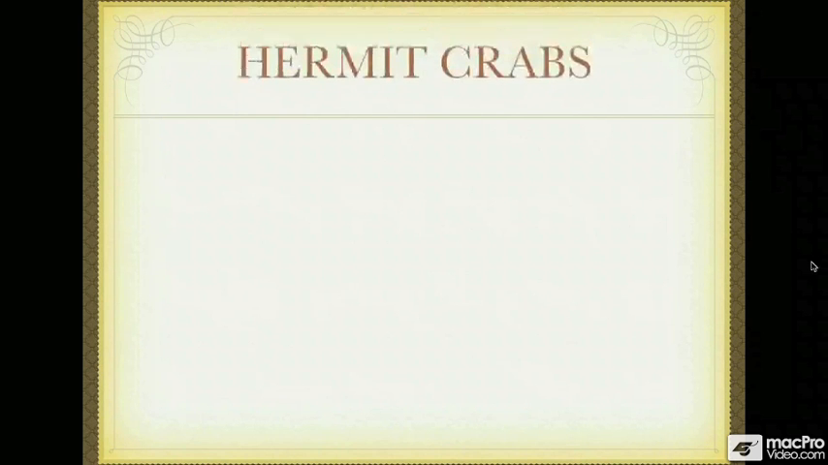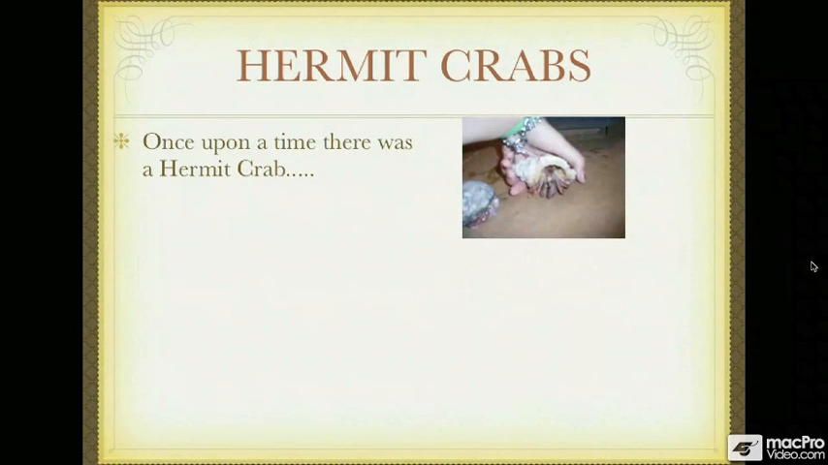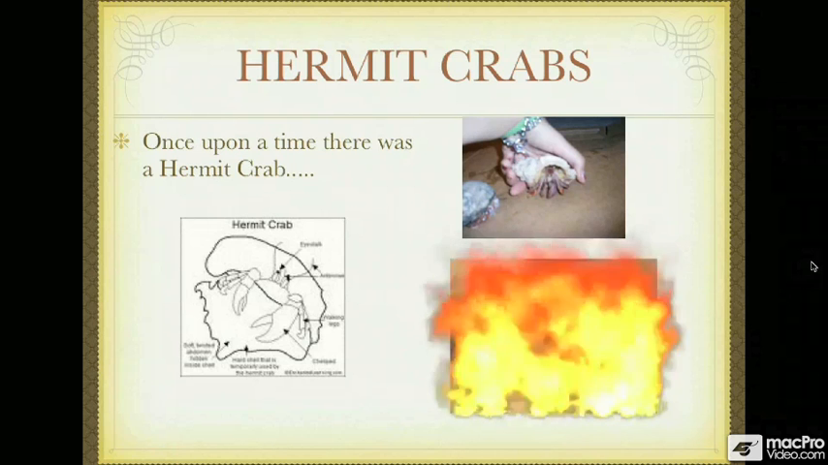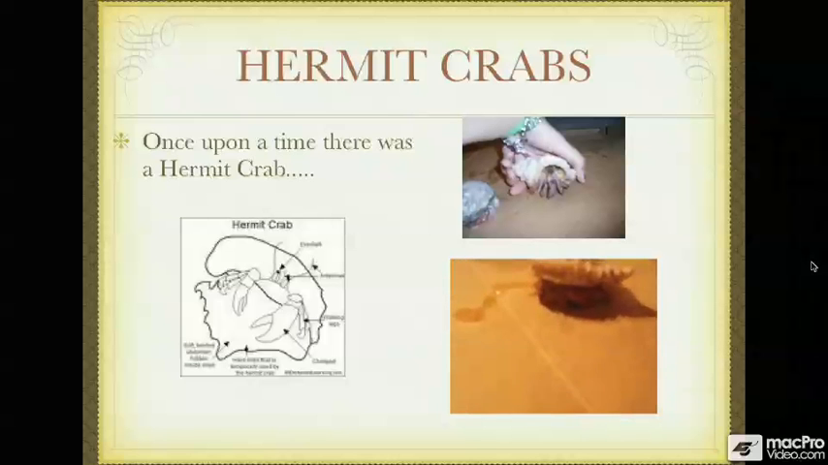Here's an example of how my daughter used Keynote for her grade 6 project. First, she used some original music. Here's the title of her project. Here's some text, all of which you can see is animated quite nicely. She included some pictures, a diagram explaining the anatomy of a hermit crab. And woo, look at that fire. And here's a little QuickTime movie showing her hermit crabs.